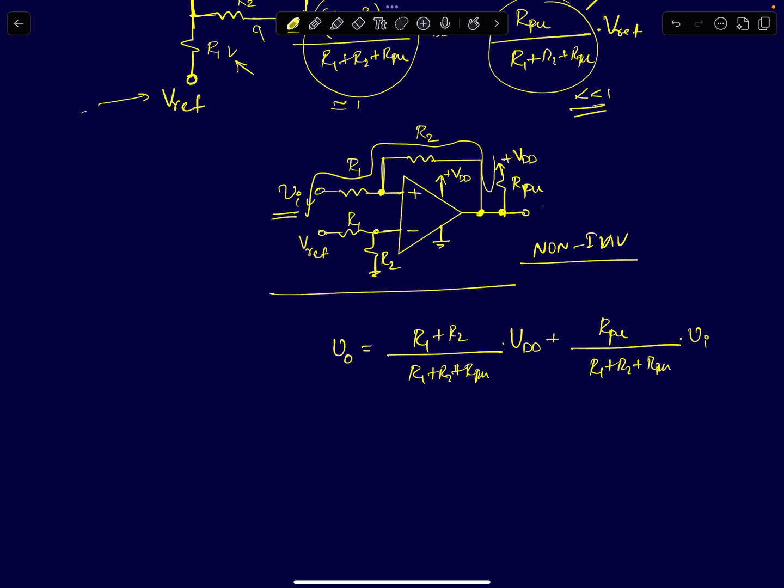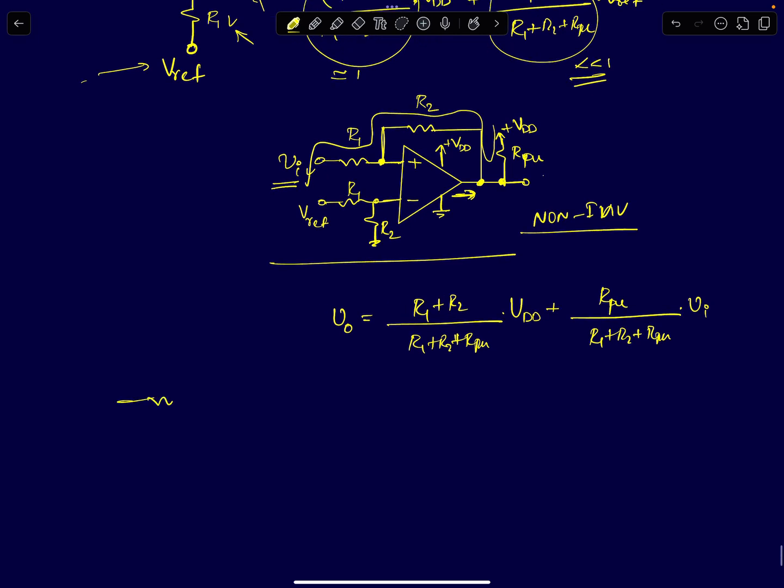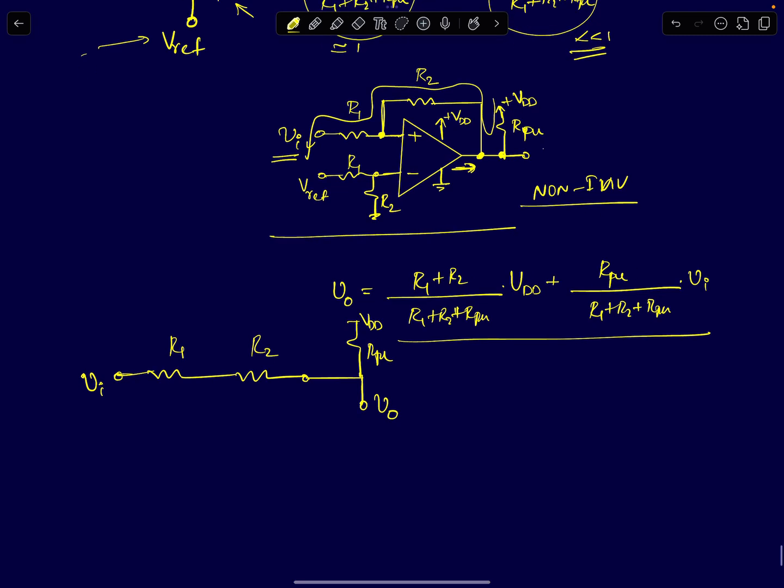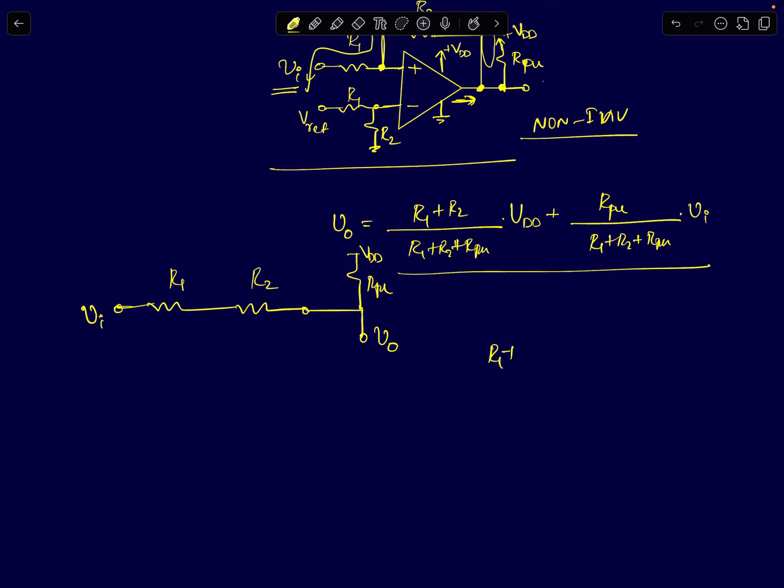You can easily show that, because when your output is getting charged to VDD, the comparator has no role, it's just open. So the circuit reduces to something like this. You will have R1, R2, which I'll club together and call R1, R2. At the output node there is R pull up, and here you have VDD, and on this side you have Vi, and this is your output node voltage V0. You can apply the principle of superposition and derive these results. So again, if you ensure R1 plus R2 is much greater than R pull up, then your output voltage will be charged very close to VDD itself.